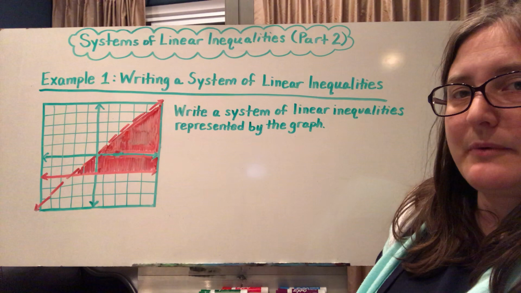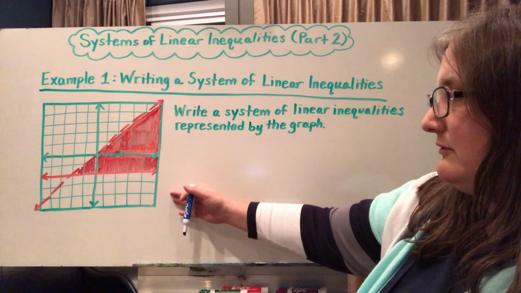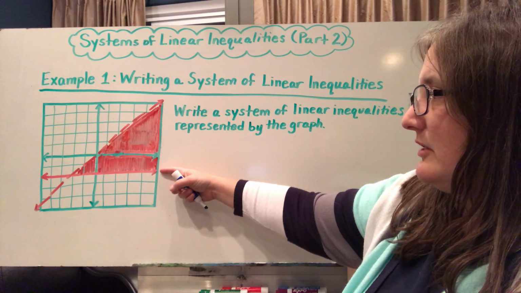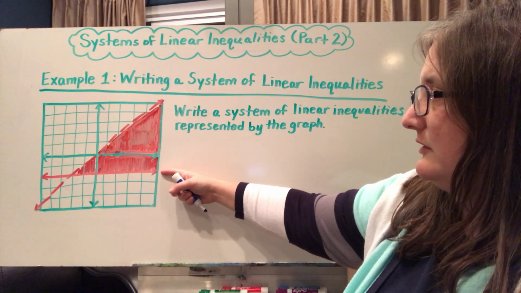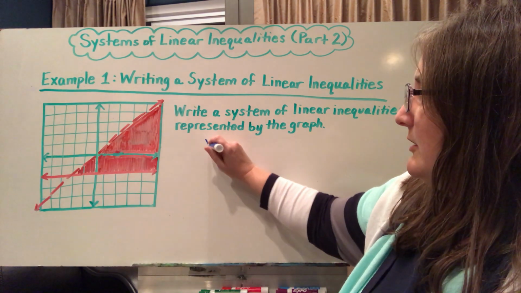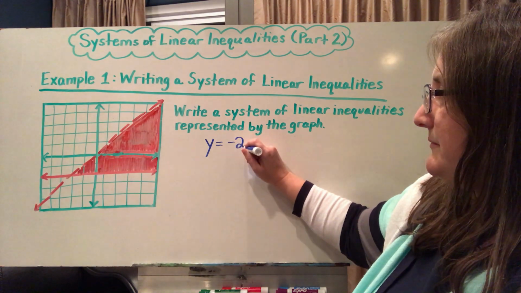So we need to start by writing some equations that represent the boundary lines that we have in this graph. So let's look at this boundary line first. It's a horizontal line where all y values are equal to -2. So as an equation for that boundary line, I would write y equals -2.